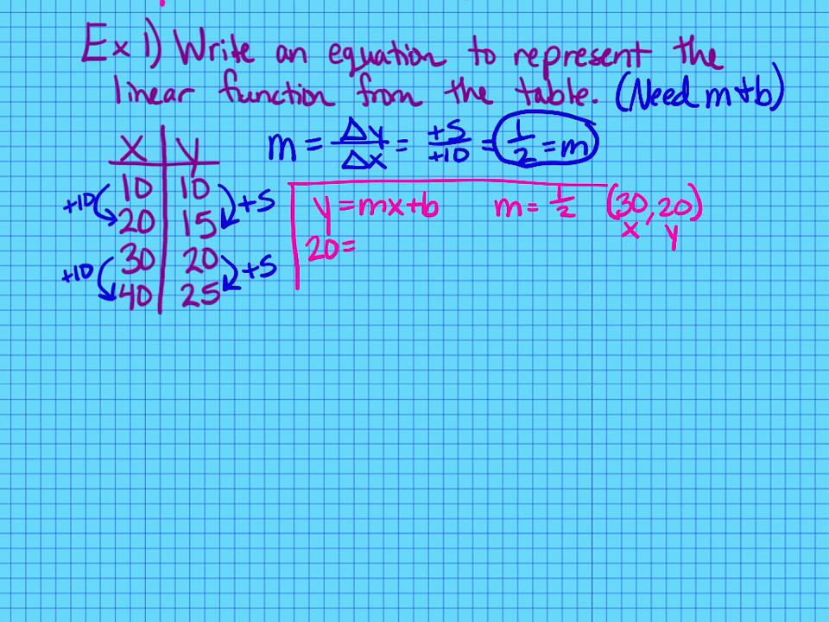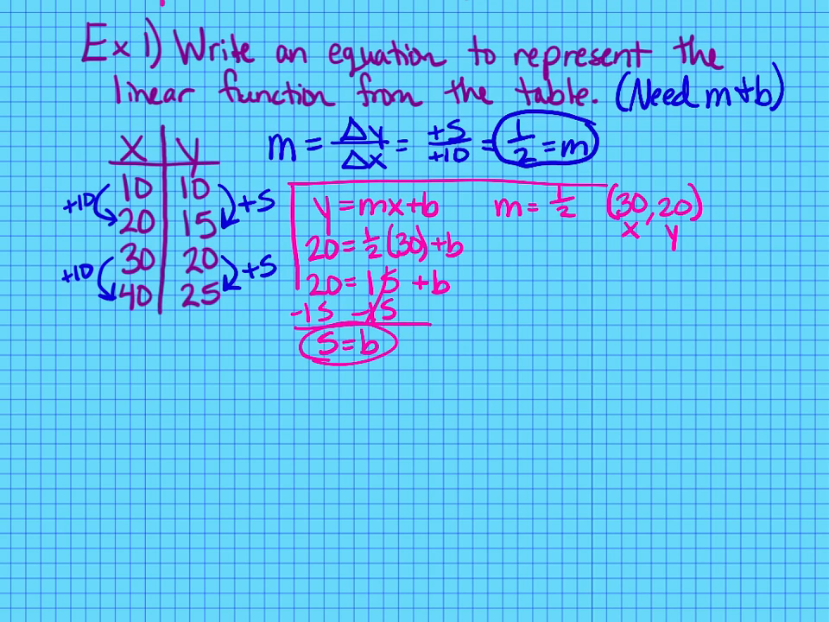Y is 20 equals m is 1/2 times x is 30 plus b. 1/2 times 30 is 15. Subtract 15 from both sides to get b by itself, and b is 5.